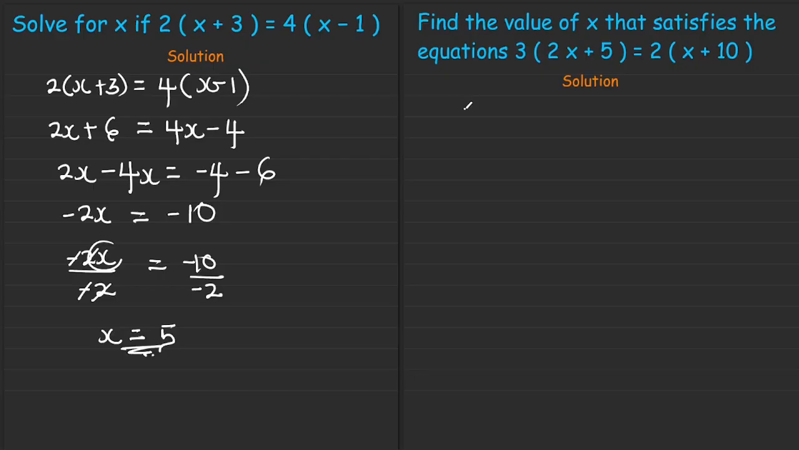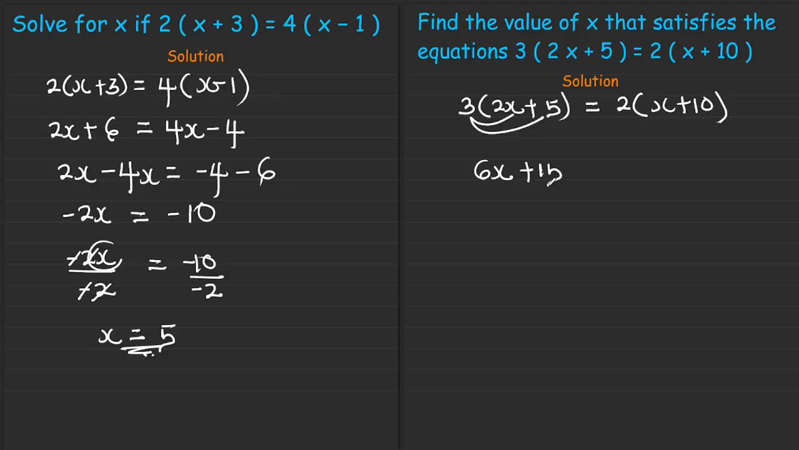So the question says 3 into bracket 2x plus 5, and it's equal to 2 into bracket the x plus 10. So the first thing we need to do is to open our brackets. So 3 multiplies 2x to give us the 6x, and it multiplies 5 to give us a 15. And then 2 multiplies x to give us a 2x, and also multiplies 10 to give us a positive 20.